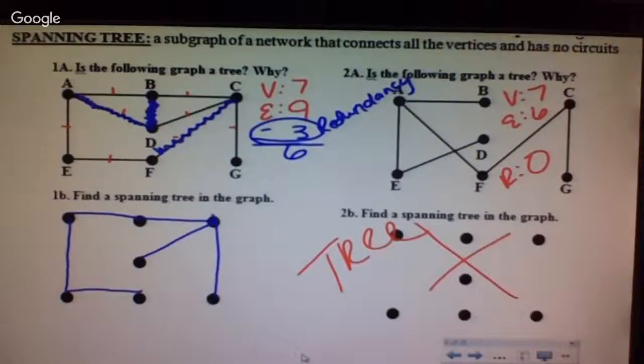Okay, so when you have a tree, your redundancy is 0. If it's not a tree, your redundancy is how many lines do I need to remove to make it a tree? Questions right now?